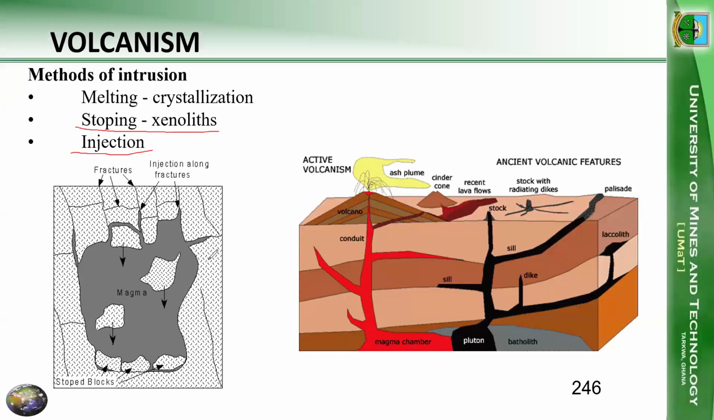To have injection, we need fissures. What is a fissure? A fissure is a tiny crack. So we need this kind of tiny fractures or fissures. So we have these tiny cracks, and the magma will rise through them along these tiny fractures. So here we have a xenolith. So this is by stopping, or the general crystallization. We could have melting or crystallization. So that is how magma intrudes pre-existing rocks, either by melting, by stopping, or by injection.